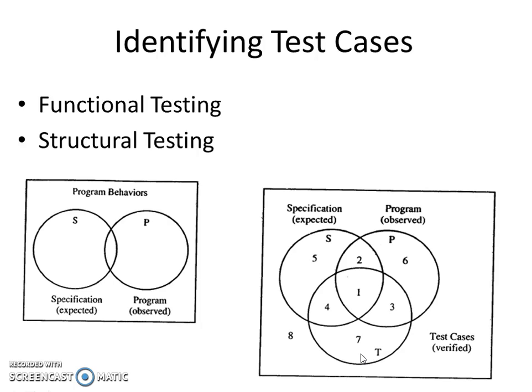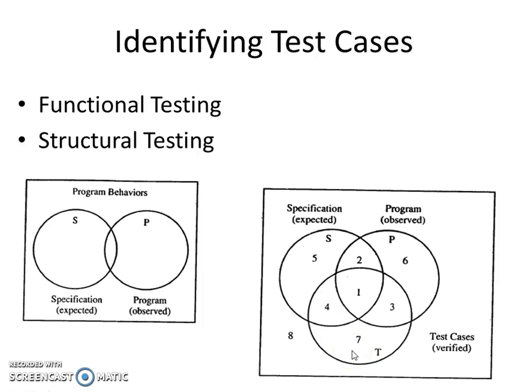Similarly, there may be programmed behaviors that are not tested, which are given in regions 2 and 6. Regions 1 and 3 correspond to programmed behaviors that are tested. Test cases that correspond to unprogrammed behaviors will come under regions 4 and 7.